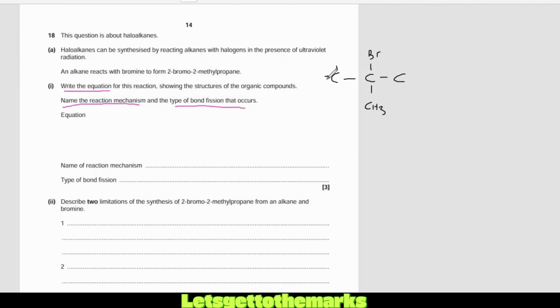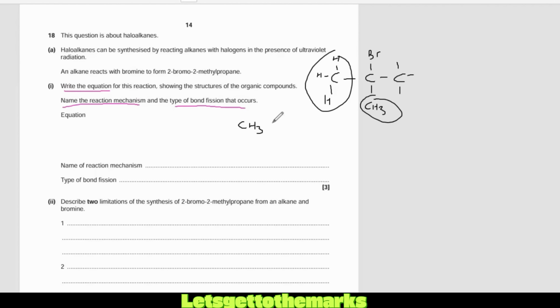So again, if you wanted to go through it first yourself or have a go in your head or on scrap paper, better to do so now and press pause. All right. So what I'm drawing out here is the 2-bromo-2-methylpropane over here. You can see the displayed formula.